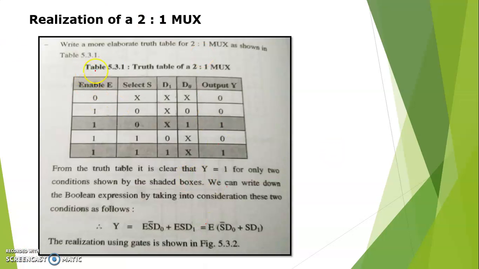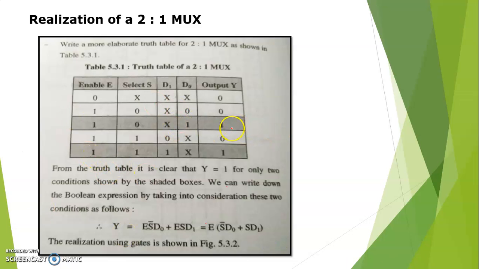Realization of 2:1 mux. Truth table of 2:1 mux. Enable 0, select x, x, output 0. From the truth table, it is clear that Y equals 1 for only two conditions shown by the shaded boxes. We can write down the Boolean expression by taking into consideration these two conditions.